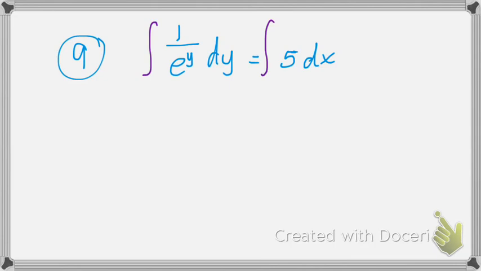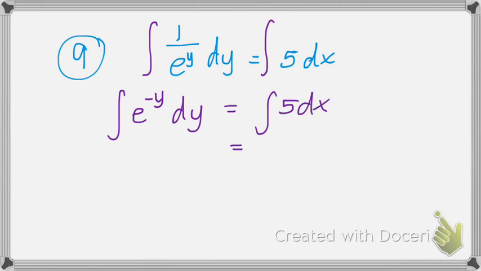My y's and my x's are already combined. We did this one in class the other day, the 1 over e to the y, but it's kind of strange. What I would do first is rewrite it as e to the negative y. Now I know the antiderivative of 5 dx is 5x. The antiderivative of e to the negative y, I have to use u substitution. And if you do it in your head, that's okay, or you can write it out. If u is negative y, du is negative 1, so there has to be a negative in there. And then that would be e to the u, so the antiderivative would be negative e to the negative y.